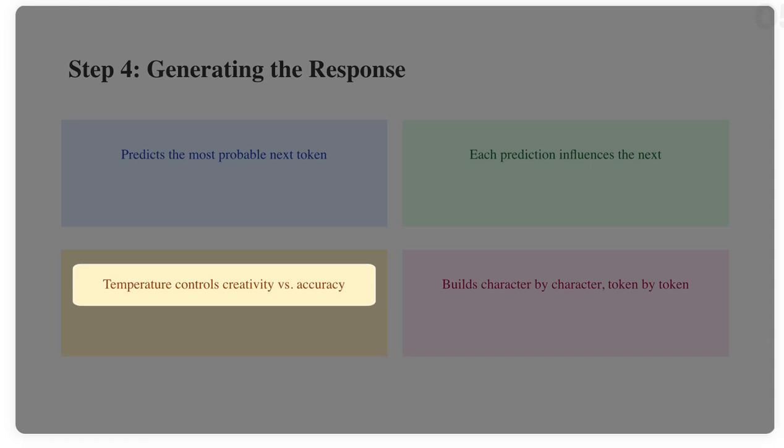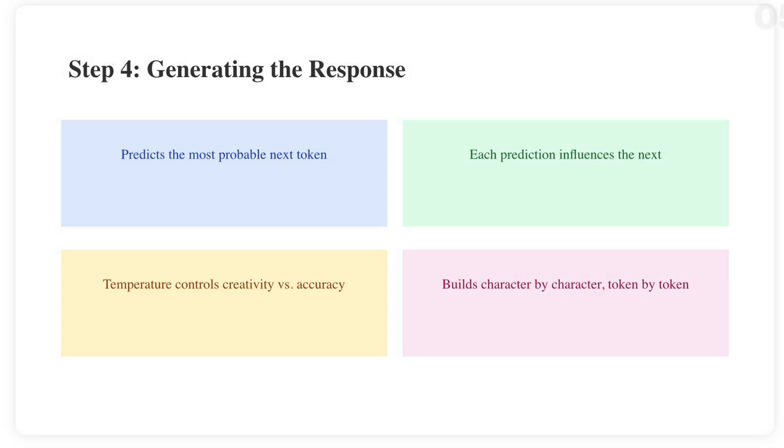Now, temperature settings control creativity versus accuracy. A lower temperature means the AI plays it safe, picking the most probable tokens for more predictable, accurate responses. A higher temperature introduces more randomness, making the output more creative but potentially less reliable.